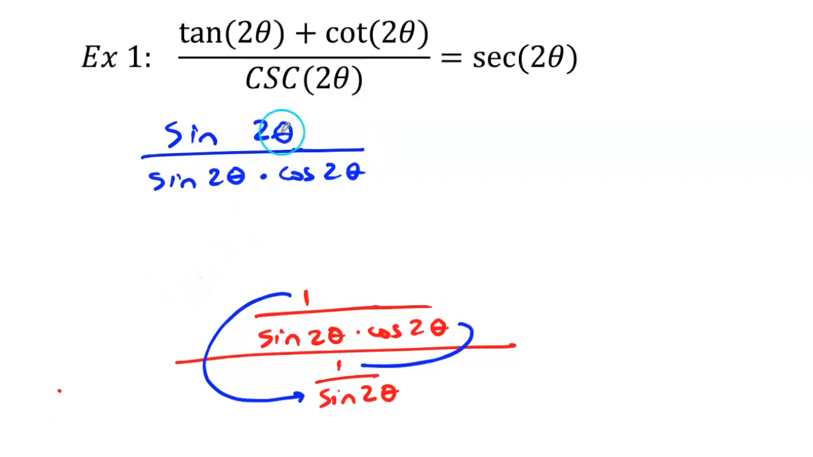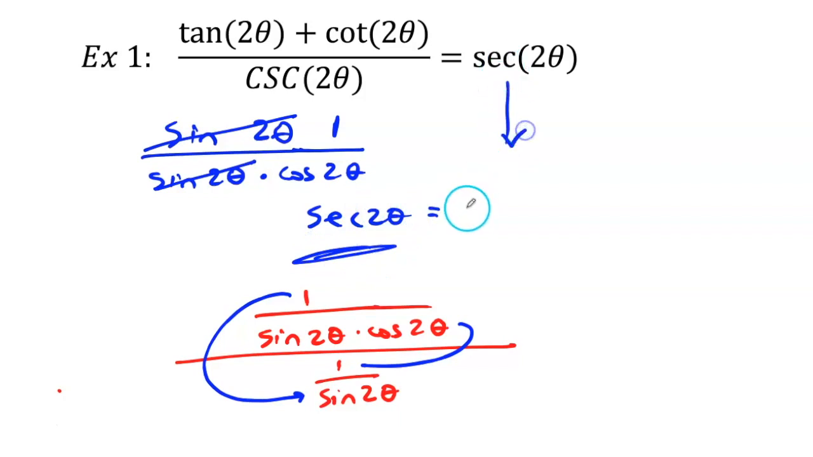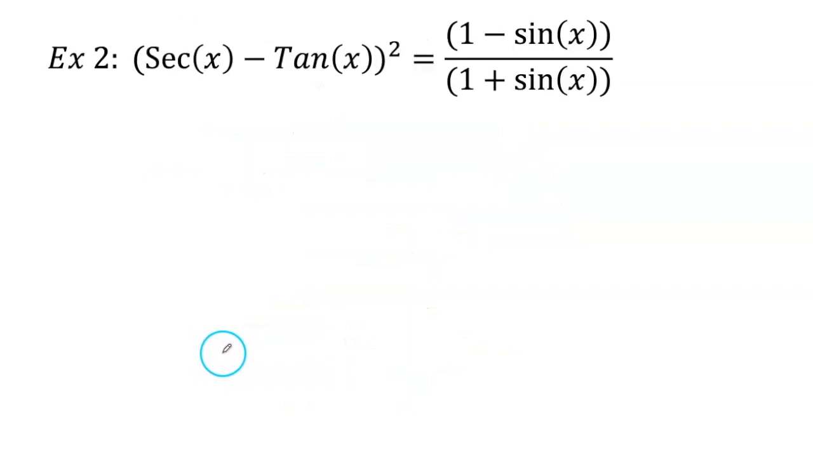Now what's happening? The sine 2 theta cancels, and if I cancel something, then I'll have 1 at the top. And now I have 1 over cosine of 2 theta, which is going to give me secant of 2 theta. And I finally got to the right side, which was secant of 2 theta. So that's the idea of an identity. Prove the left side equal to the right side. Let's work on a couple more.